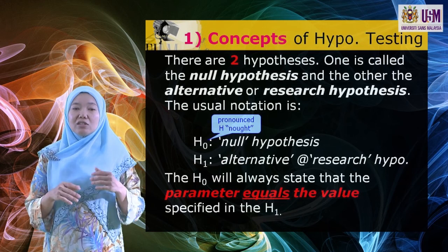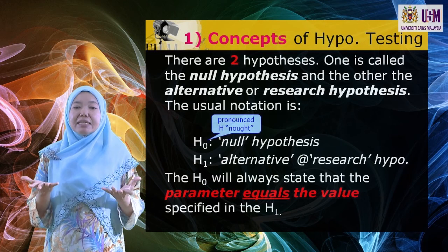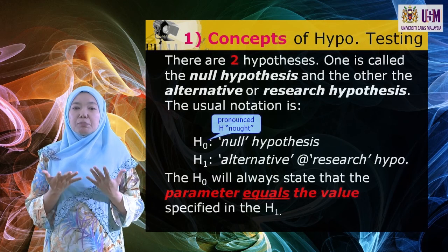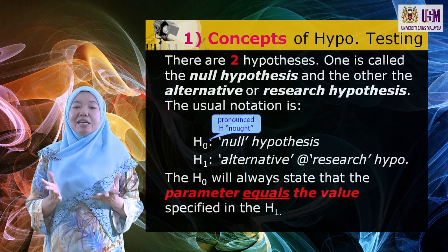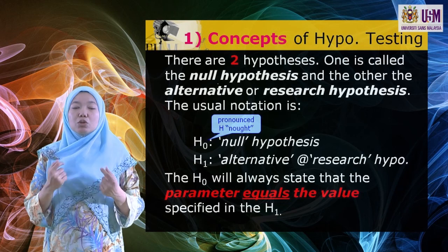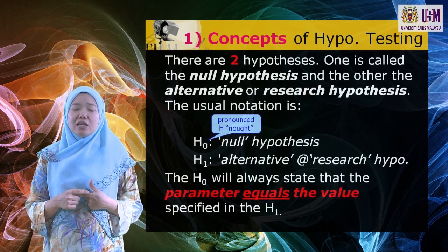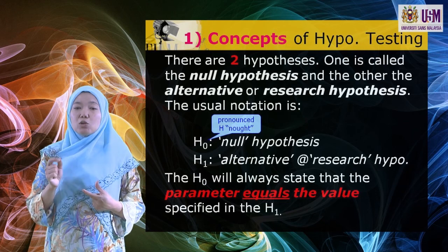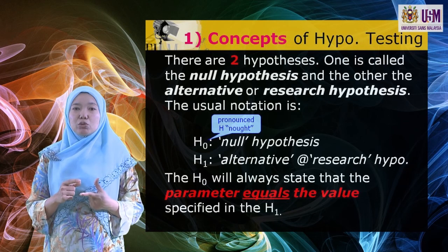Take note that H0 will always state that the parameter equals the value specified in H1. So H0 will always be the statement of equality. When you write the information mathematically, you are going to use the equal symbol. That's the difference between H0 and H1.